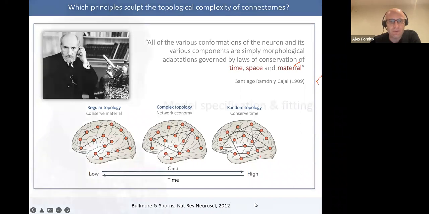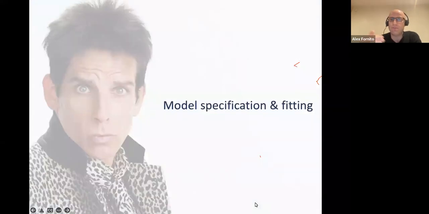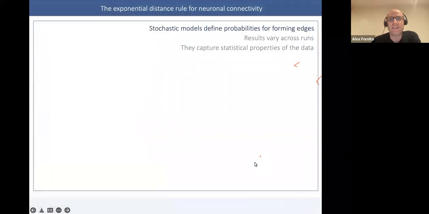So with that, we'll move on to model specification and fitting. How do we specify these models and fit them to the data? The first thing I want to emphasize is that these are stochastic models. We're defining probabilities of connecting two areas. So essentially connections are formed at random, subject to certain rules. And that then means that our results can vary from run to run.